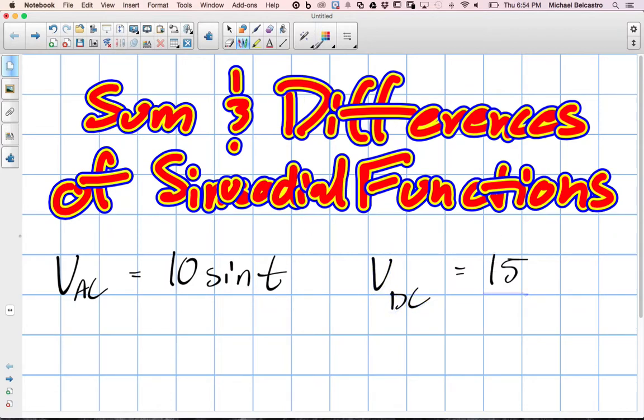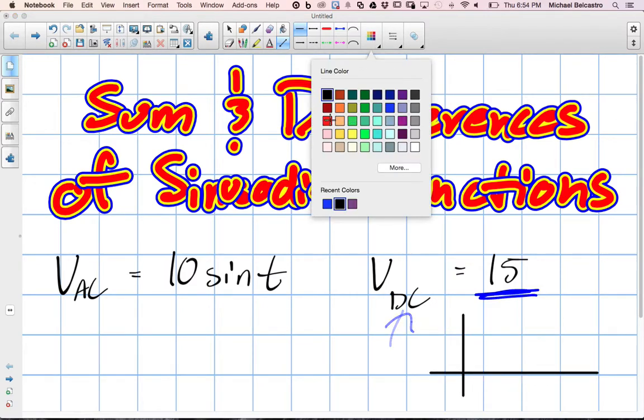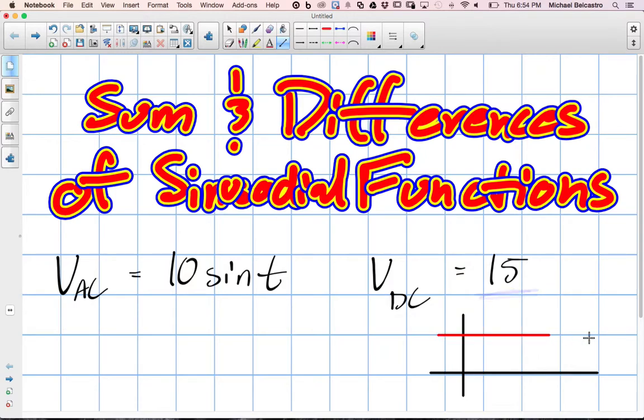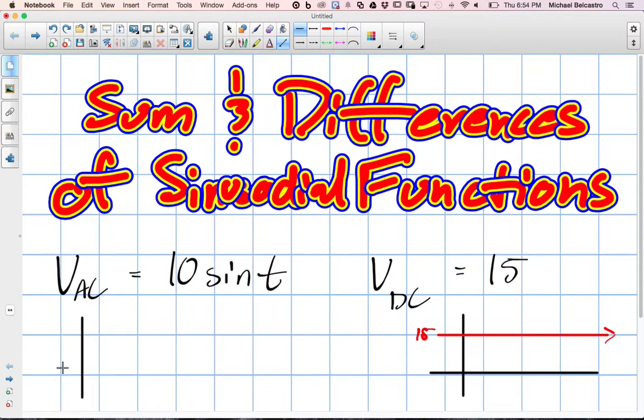So we'll do the direct current first. What would a rough sketch of this function be? Have any idea what it would look like? Just a line. Yeah, it's just a horizontal line at the number 15. That's pretty straightforward, and it's direct. The idea is direct current, so it's straight, just like this. Now a rough sketch of our alternating current.